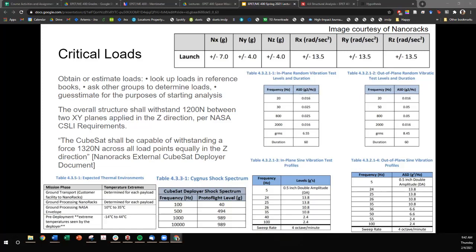There is also angular acceleration that can be translated into the types of torques that you'll see in the spacecraft, and that's going to translate to a torsional load in your spacecraft. There are also other loads like vibrational tests and profiles that you have to test to. You can either do this through finite element analysis or through an actual physical test. Here is a shock profile. Here's a thermal load environment.